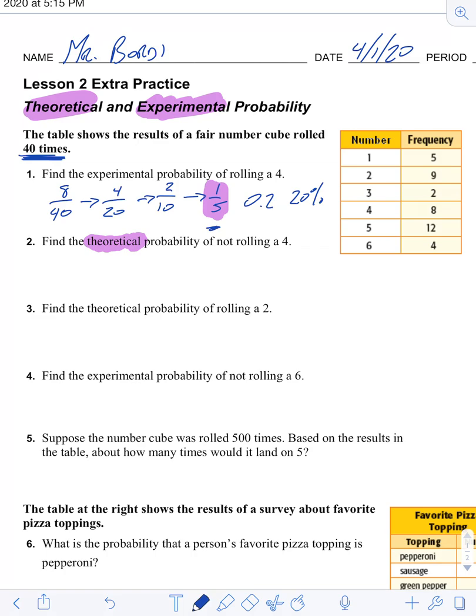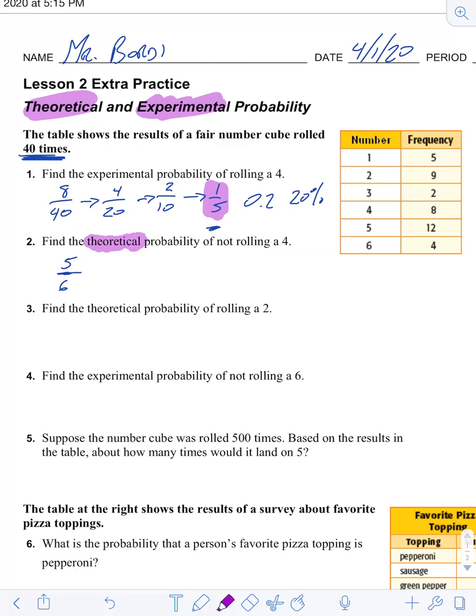In theory, again, theory is what should happen. So in theory, I have to think of how many numbers are on the number cube, the die. There are 6. Now, how many of those numbers are not a 4? Well, there's a 1, there's a 2, there's a 3, there's a 5, and there's a 6. So that would be 5 out of 6. So in theory, I would have 5 chances out of 6 to not roll a 4. That doesn't simplify down. That's just 5/6.